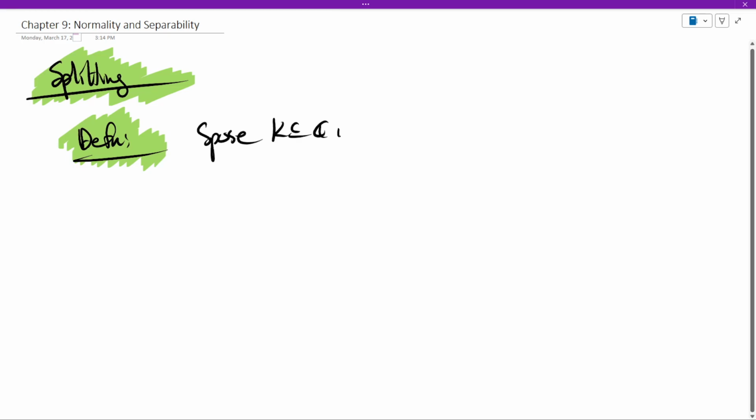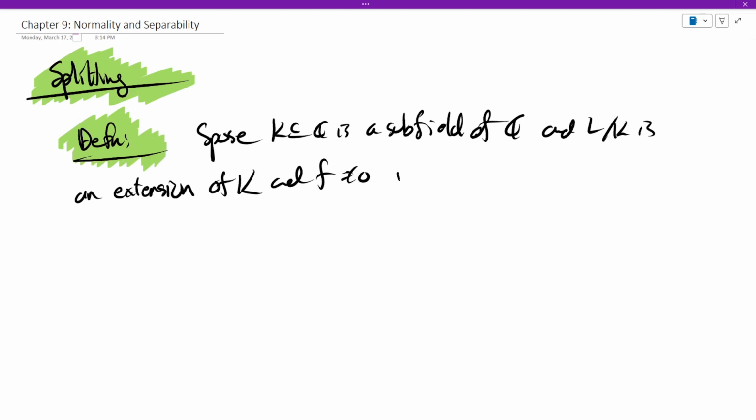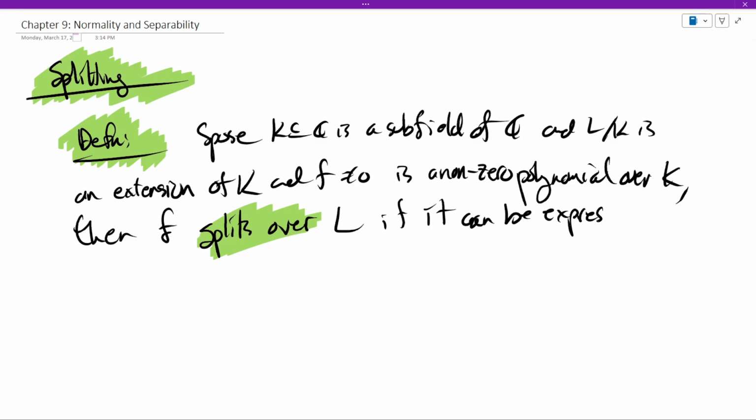of C. Then L is an extension of K. And F is a non-zero polynomial over K. Then we say that F splits over L if it can be written as a product of linear factors.